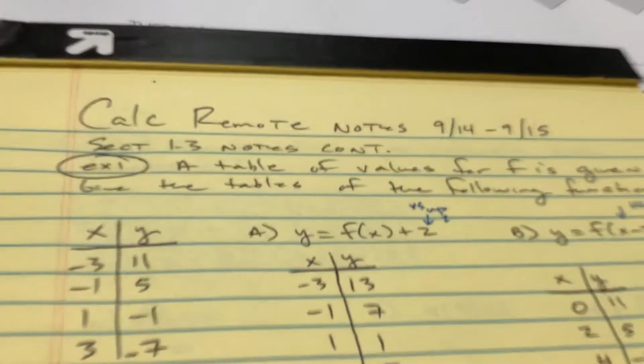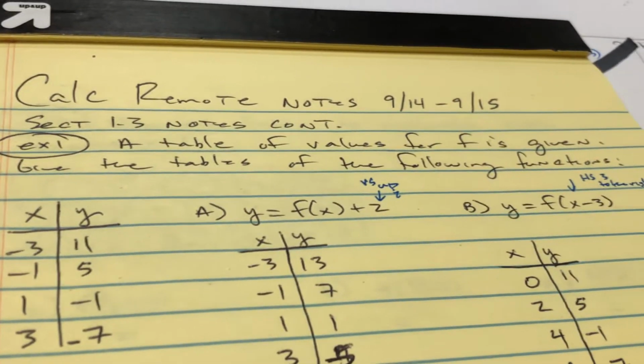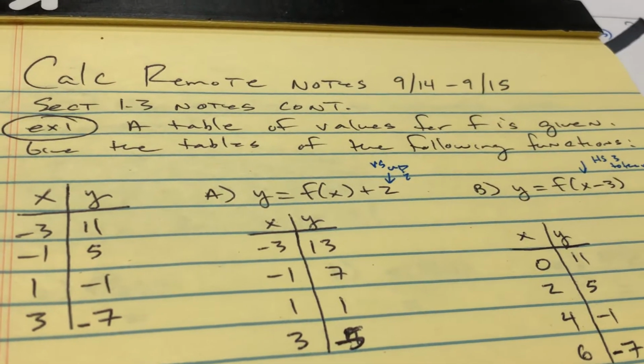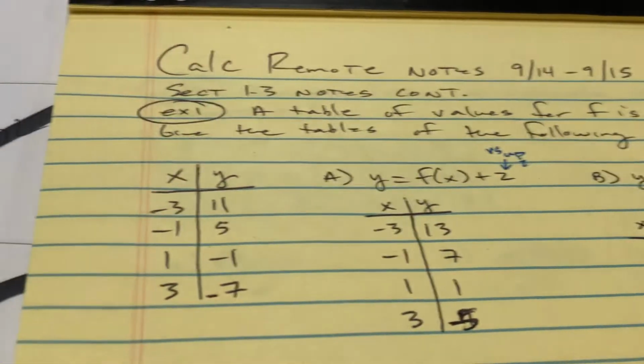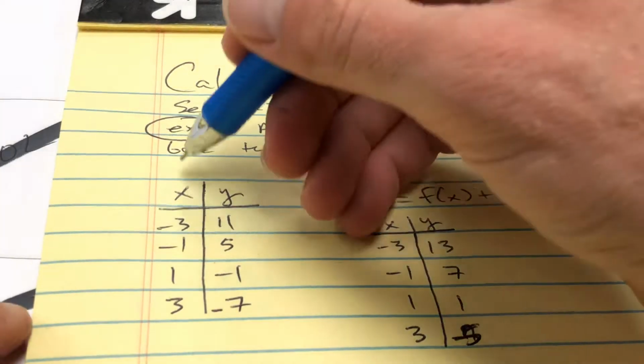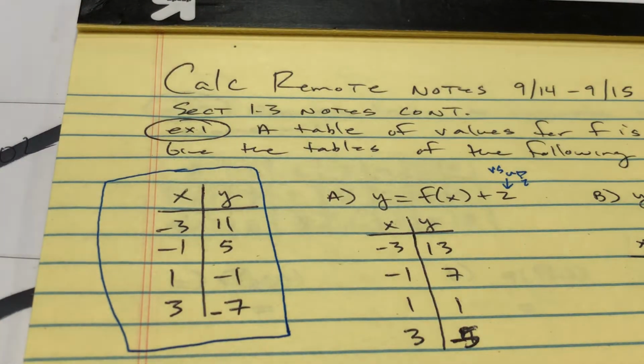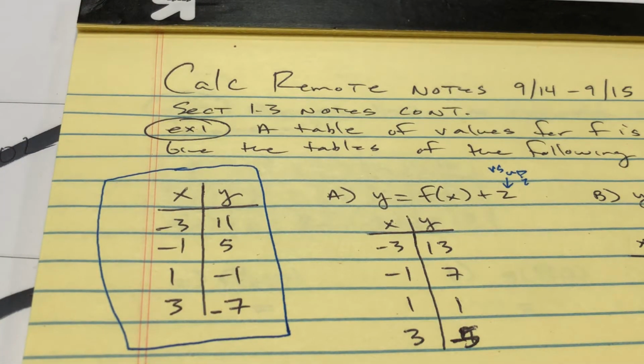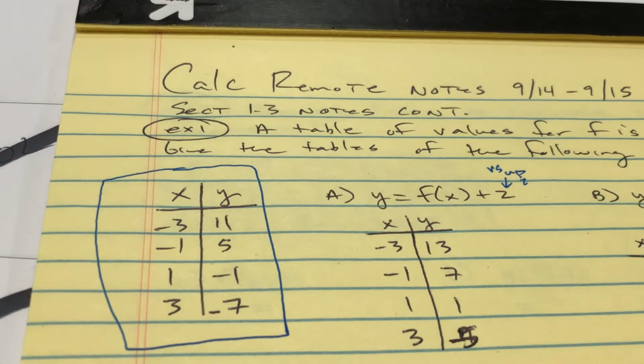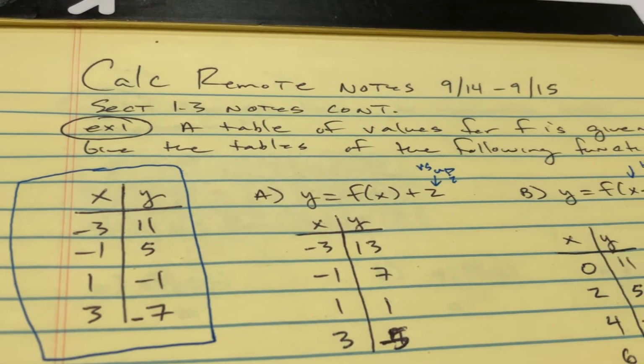So the first one is example 1, a table of values for f is given. Give the tables for the following functions. So first off, write this. This is the original table that we will keep going back to. X and Y, -3, -1, 1, and 3 for X. Y, 11, 5, -1, and -7. Part A: y equals f of x plus 2.